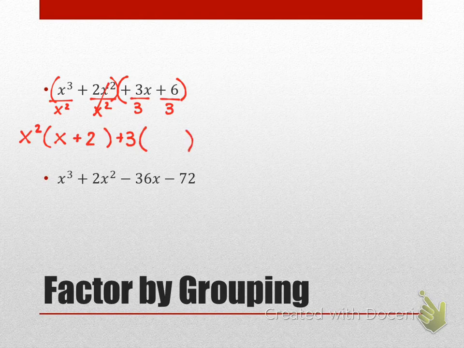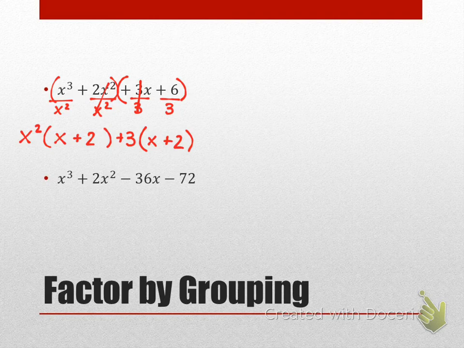We divide. 3x divided by 3 is x. 6 divided by 3 is 2. Now I want everybody to stop. And I want you to look at your work. And I want you to look at my work. I've got 2 GCFs out here on the outside, and I've got 2 sets of parentheses. Look at what is inside those parentheses. It is identical. That is the whole point of factor by grouping.